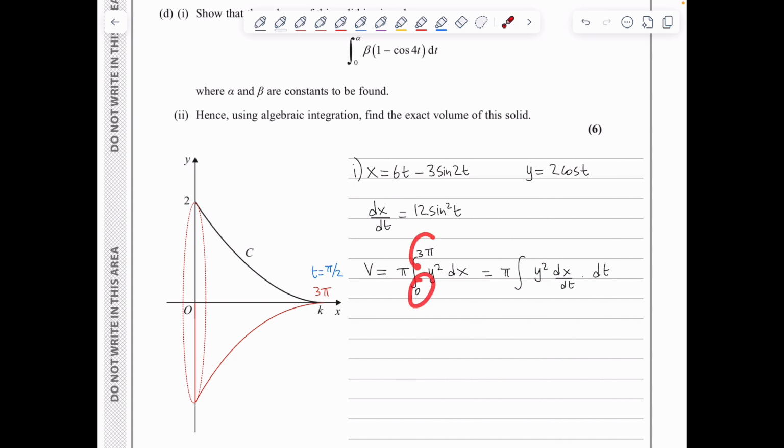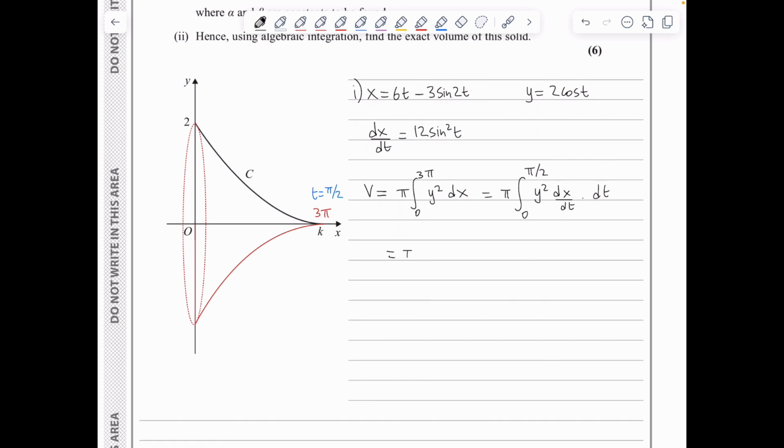The 0 and the 3 pi were x limits. Now when x is 0, t is also 0. So if I put t is 0 here, I get x is 0. So the lower limit is still 0. But the upper limit changes from 3 pi in x into pi over 2 for t. So the new limits are 0 and pi over 2.